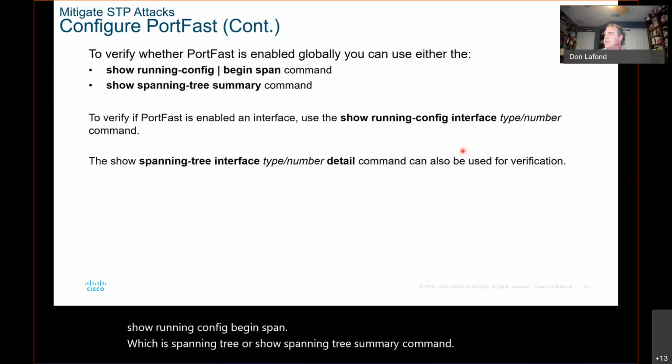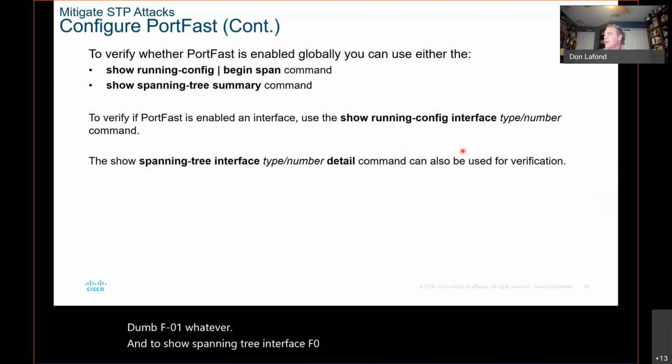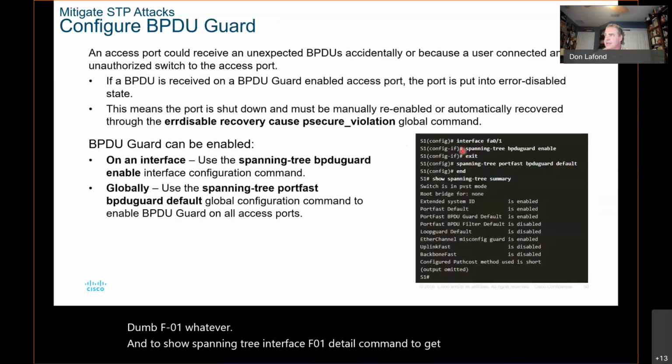And to show it's enabled on an interface, use show running-config interface, and then whatever the interface is, F0/1, whatever. And use the show spanning-tree interface F0/1 detail command to get more validation.